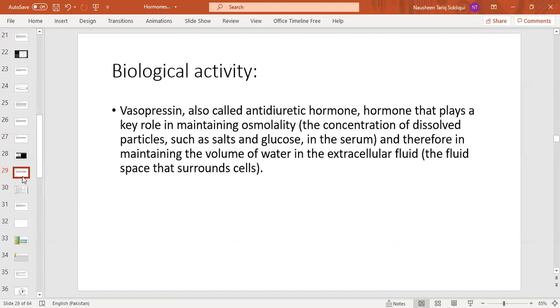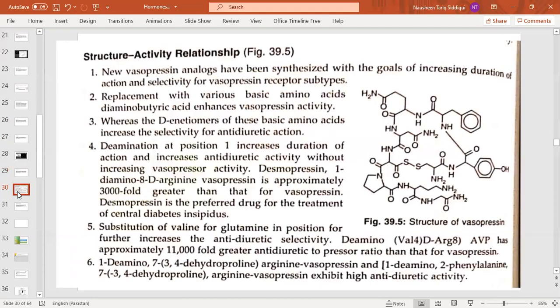Biological activity: vasopressin is also called antidiuretic hormone. It is the key hormone that plays a key role in maintaining osmolality, the concentration of dissolved particles such as salt and glucose in the serum, and therefore in maintaining the volume of water in the extracellular fluid, the fluid space that surrounds the cell. We have read this, and I have described why it is called that. Okay, now you will do the structure activity relationship.